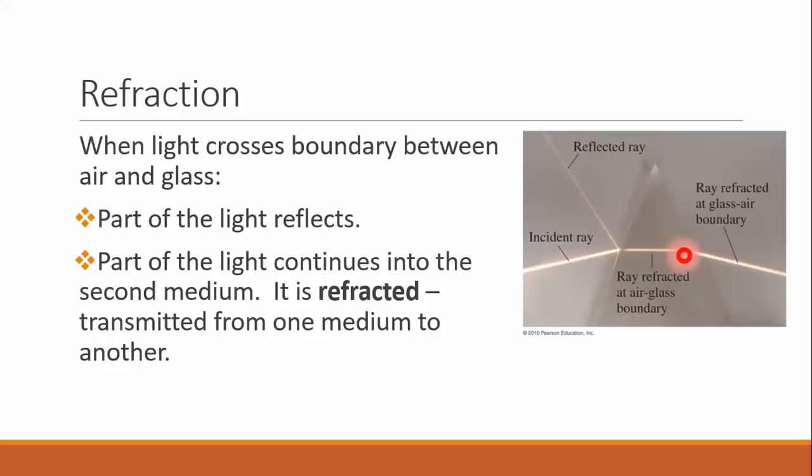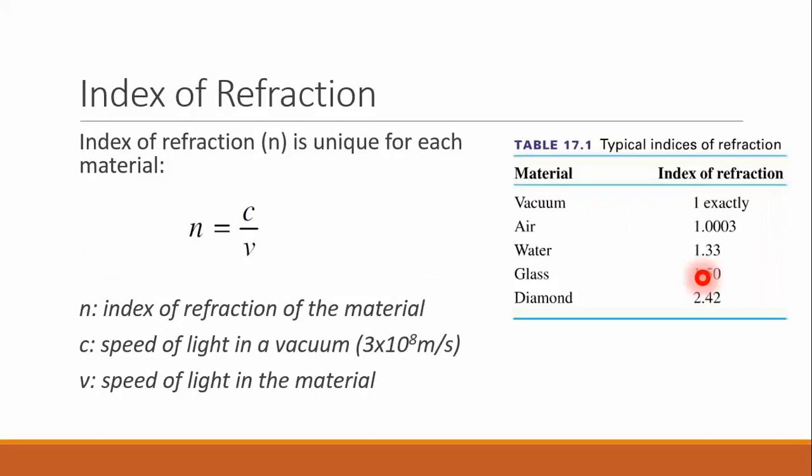When it goes from the glass to the air again, some of that light again will get reflected and some of it will get refracted out of the glass. And you'll notice that the angle of the light has changed as it's gone from one medium to the other. So refraction has to do with how light changes when it goes from one material to another.